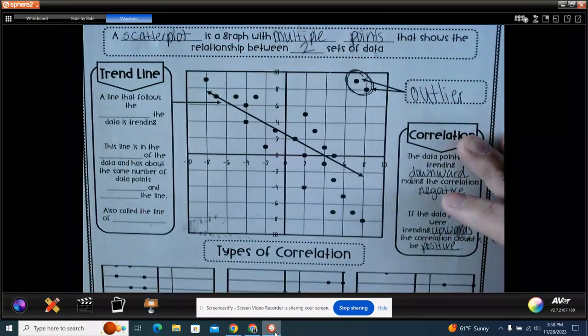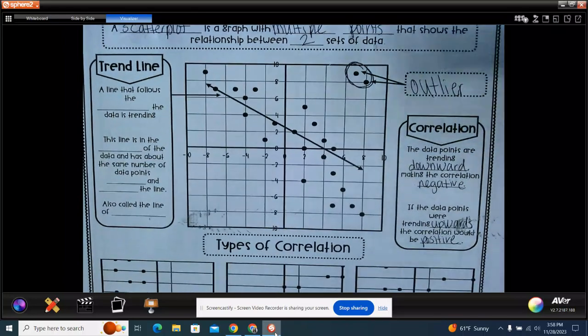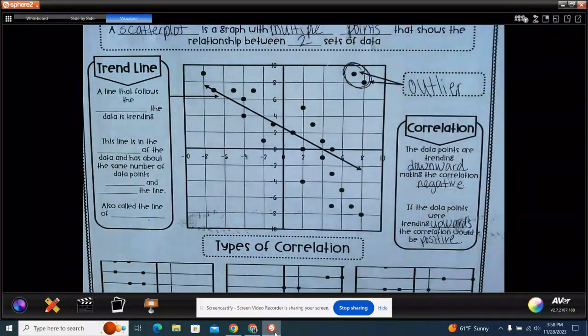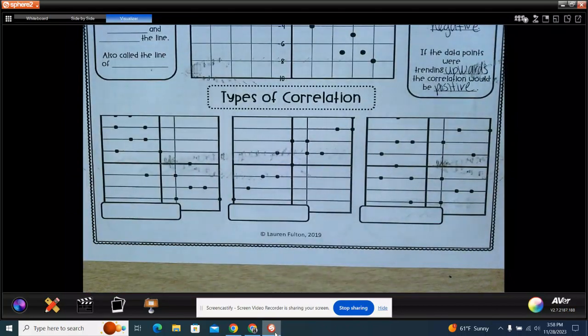With scatterplots, it's going to talk about correlation. The data points are trending downward, so ours are going downward, making the correlation negative. If the data points were trending upwards, then that would be considered positive. So there are three types of correlation: positive, negative, and no correlation.